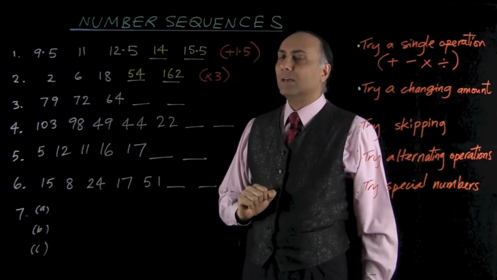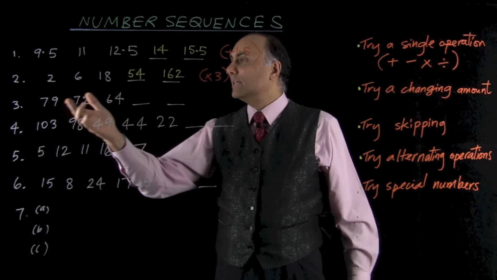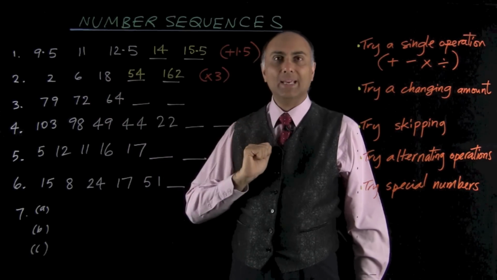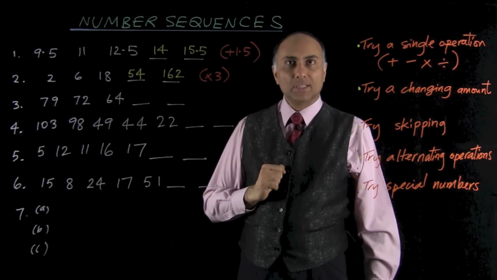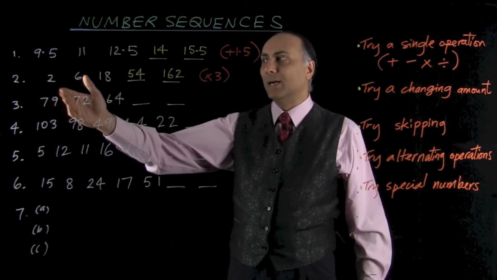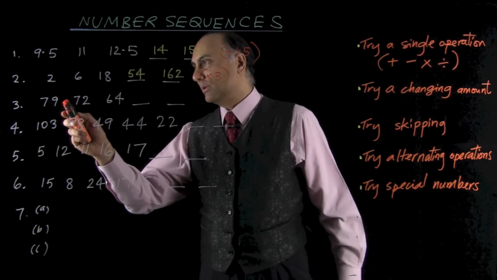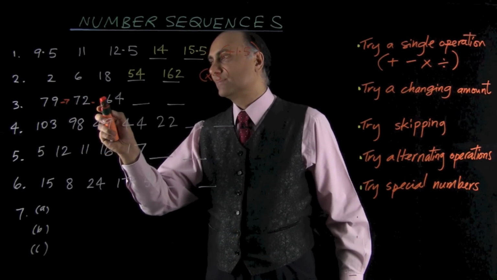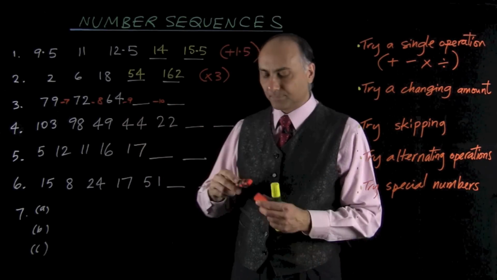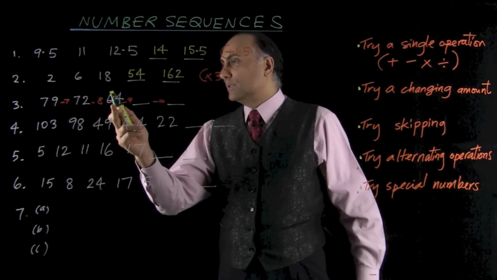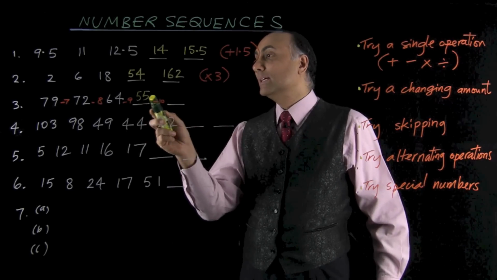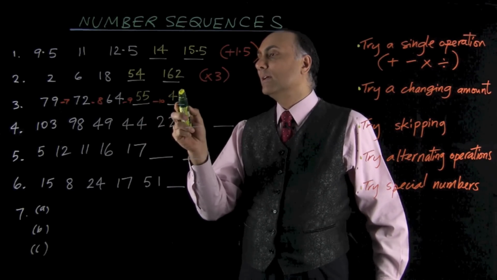Something changes here in example 3. 79 to 72 is subtract 7, and then 72 to 64 is subtract 8. So what's the thing to do next? Well, we continue in that same way, and since it was minus 7 and then minus 8, the most logical thing to do is to subtract 9 in the absence of any other information, and then to subtract 10. So 64 take away 9 would be 55, and 55 take away 10 would be 45.